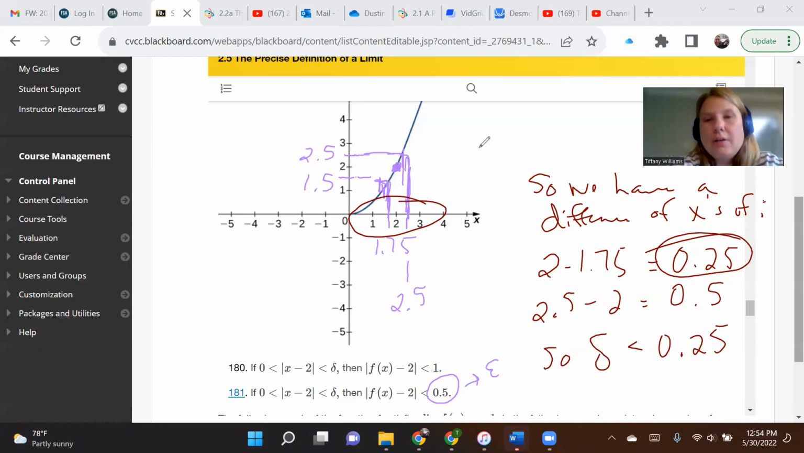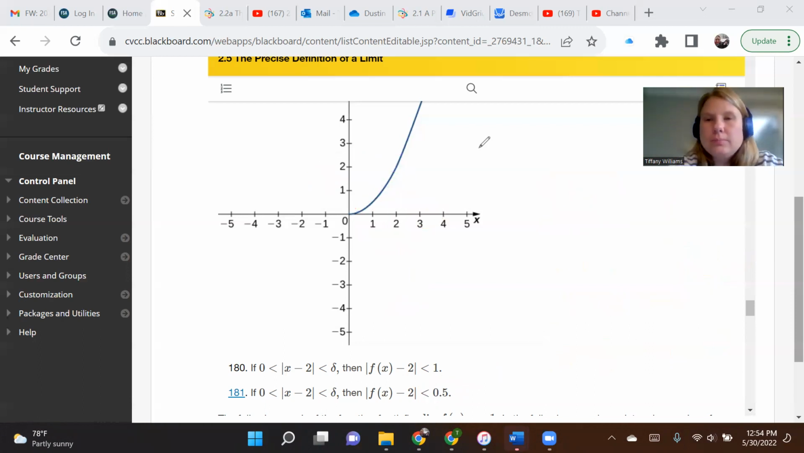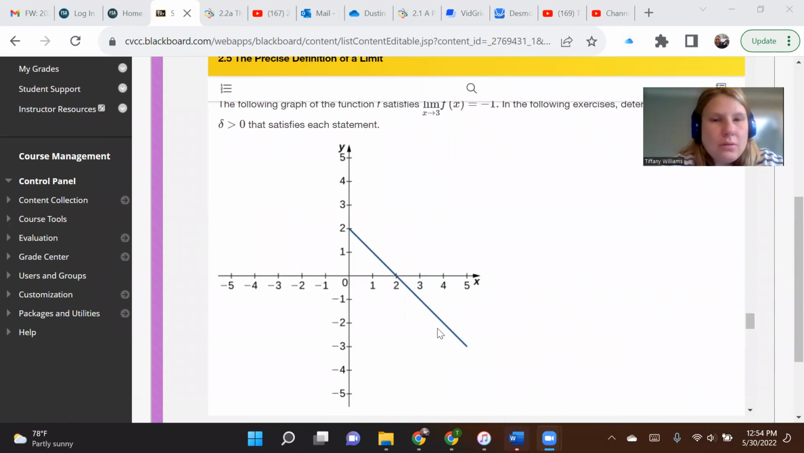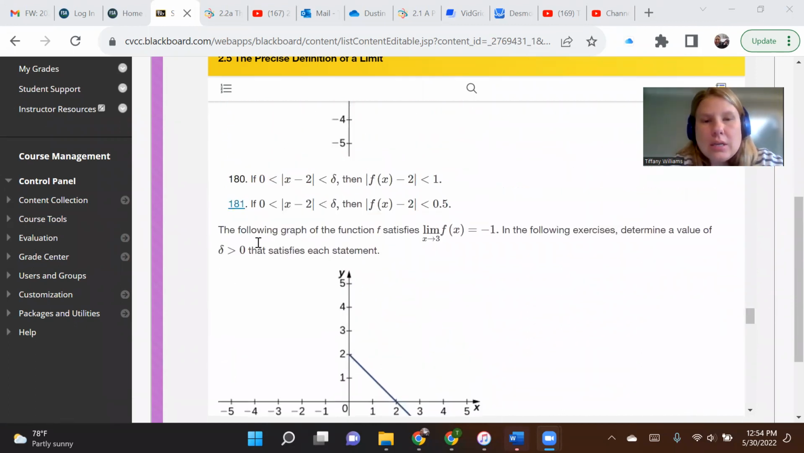I think we should do this process again. So I'm going to clear this out. Let's do another one. Let's do 183. So again, the following graph of the function f satisfies that the limit as x approaches 3 of f of x equals -1. In the following exercises, determine a value of delta greater than 0 that satisfies each statement.